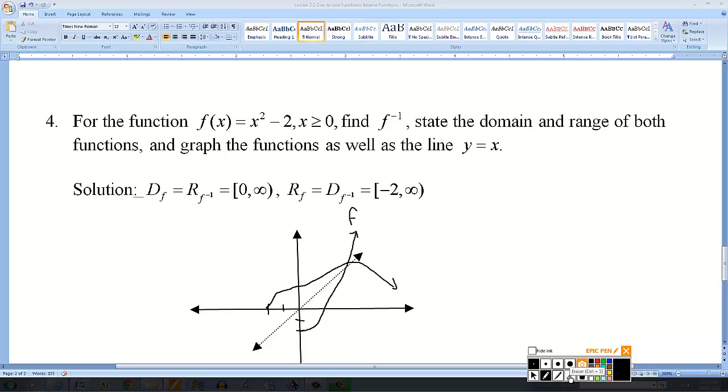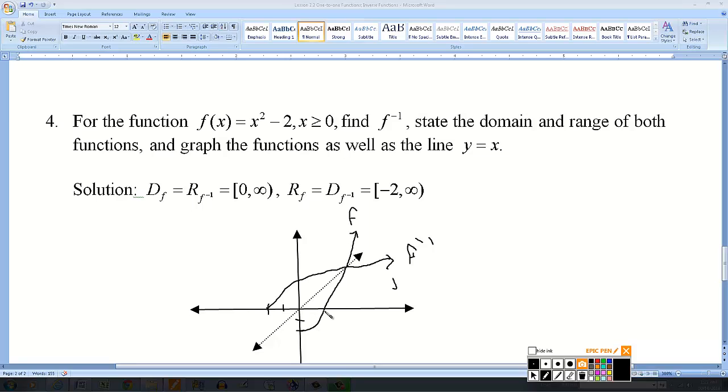I'm a little bit off here. Let me try this again. Let me just erase this. Okay, so let's see. Well, I'm still a little off, but anyway. Let me try it again. Okay, something like that. This thing would be f inverse.